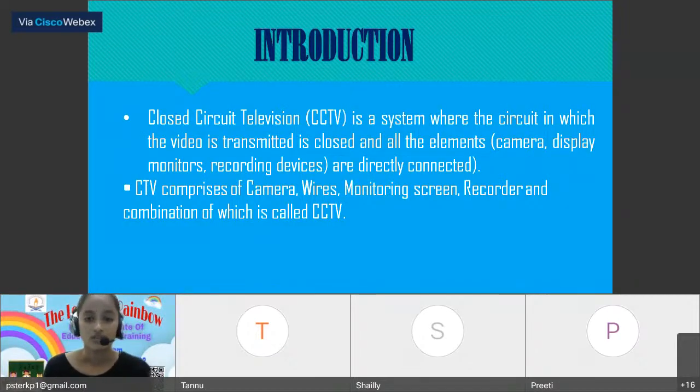Now, what is CCTV? CCTV stands for closed circuit television. Closed circuit television is a system where the circuit in which the video is transmitted is closed and all the elements, camera, display, monitors, recording devices are directly connected. CCTV comprises camera, wires, monitoring screen, recorder, and the combination of which is called CCTV.